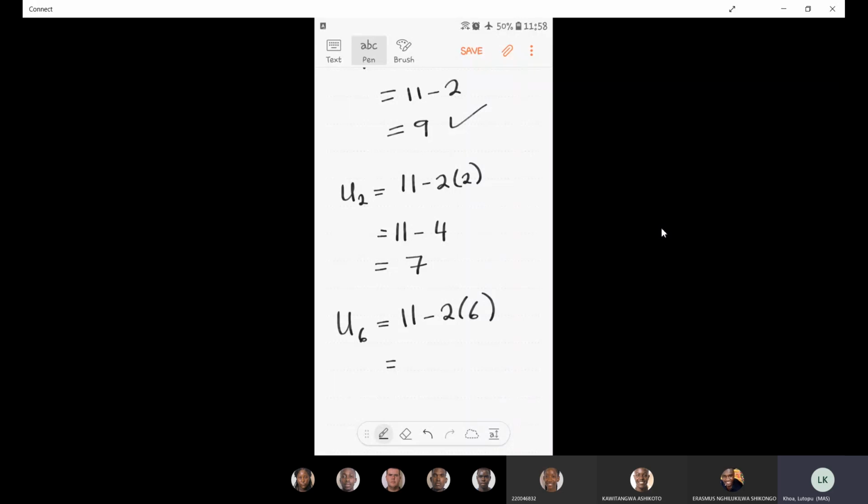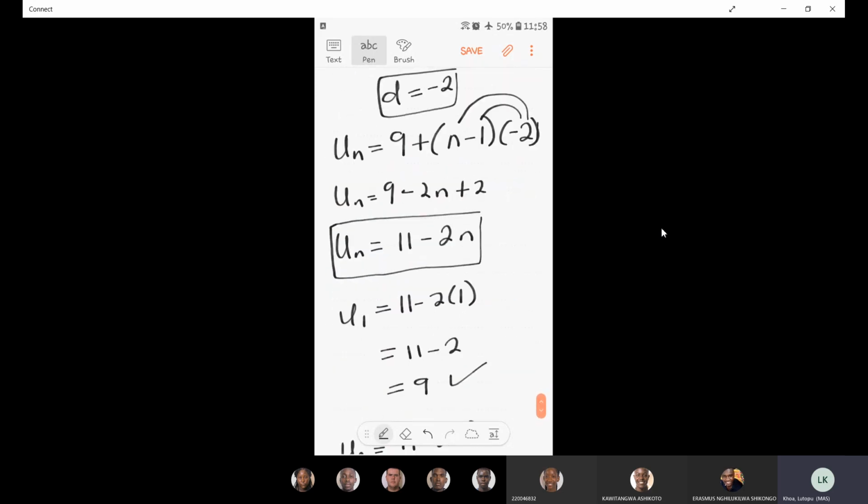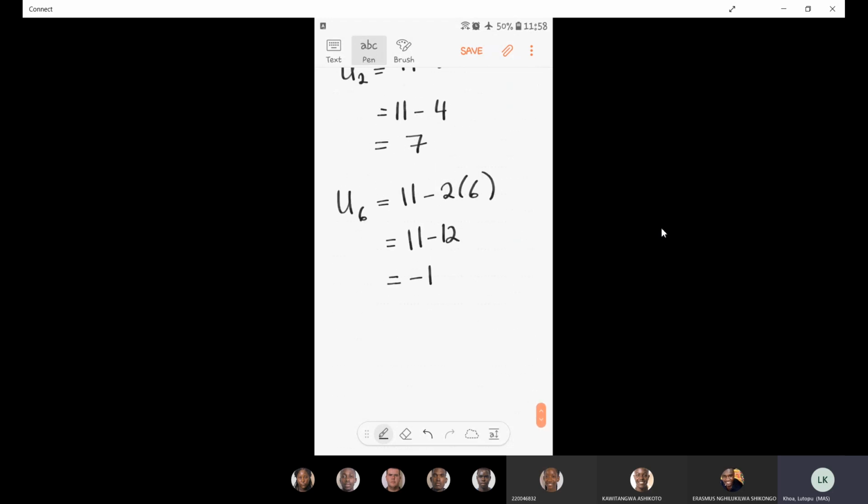Okay, so here this is 11 minus 2 times 6, which is 12, and this is equal to minus 1. And you can see term number 6 is indeed minus 1, so our formula is correct. You can even calculate, let's say, term number 1,000 or term number 1,000,000. So instead of working out all those terms until you get to 1,000,000, you can just apply the formula.